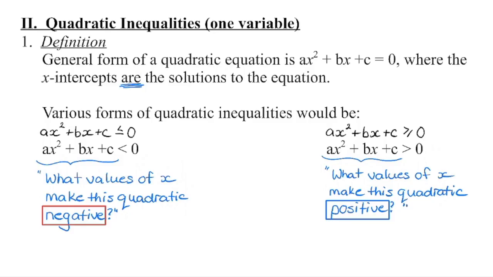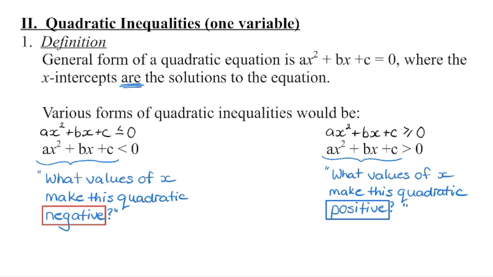We know that with a quadratic equation, the values for x that will make this equal to 0 are those x-intercepts. We can find those a variety of different ways: factoring, using the quadratic formula, etc. If we now have an inequality, we're looking for a range of values for x.